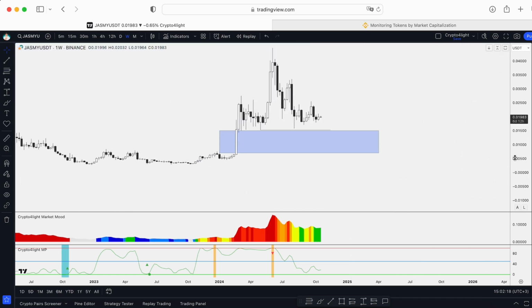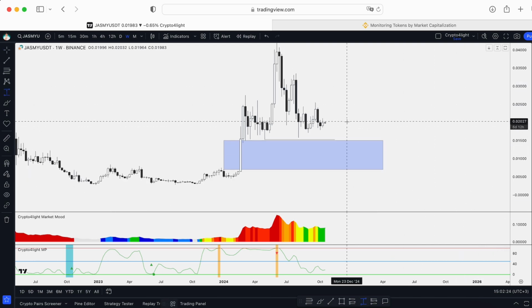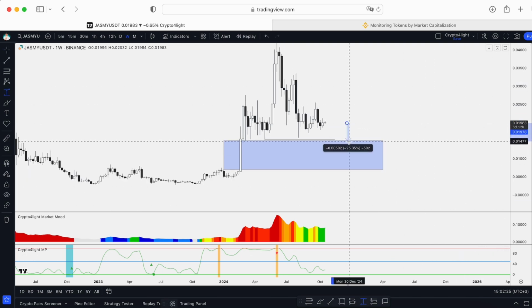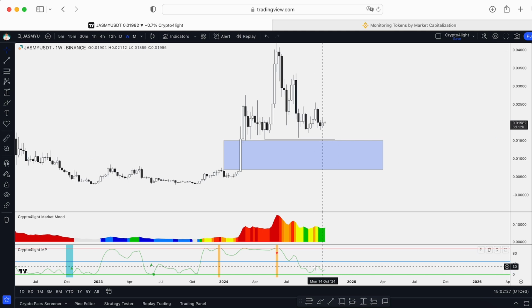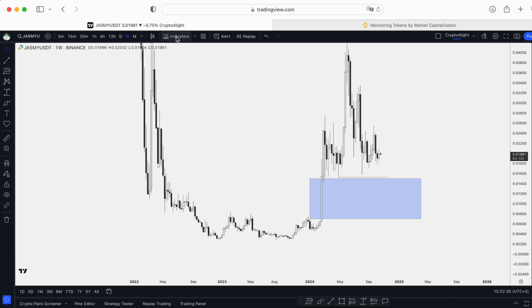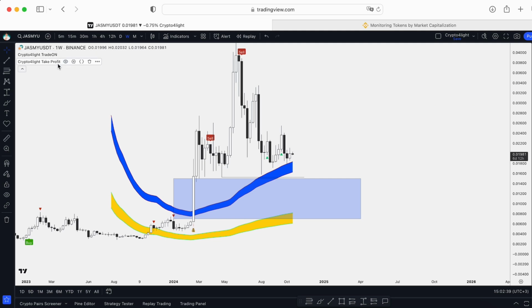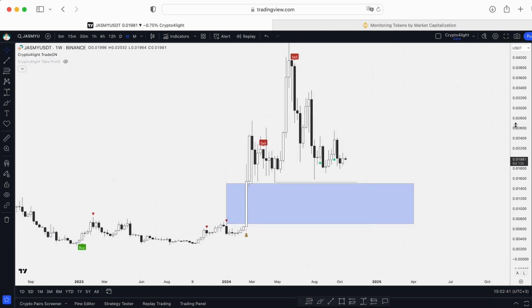The perfect scenario, I remind you, is if we sweep this low and this low. In this case, it can be just a local 25% dump, and no accumulation, no money inflow like it was here in October 2022. So this is it. And the last two indicators are Trade On and Take Profit. Take a look at Trade On here.